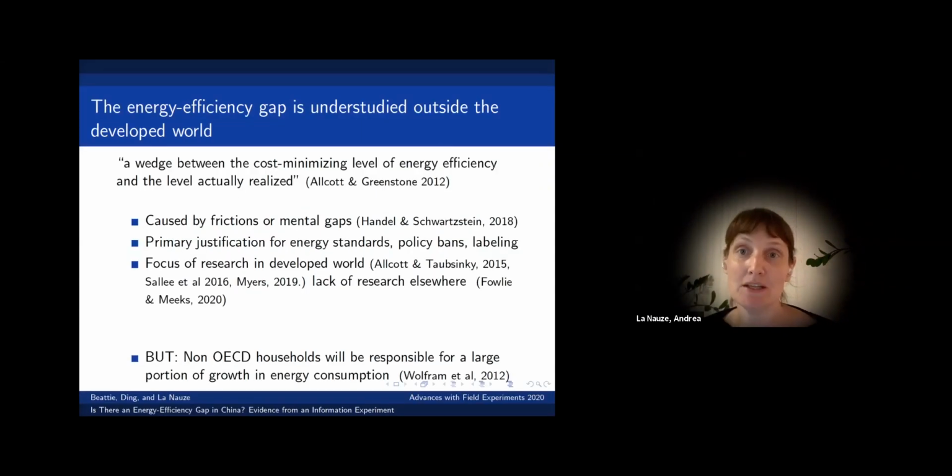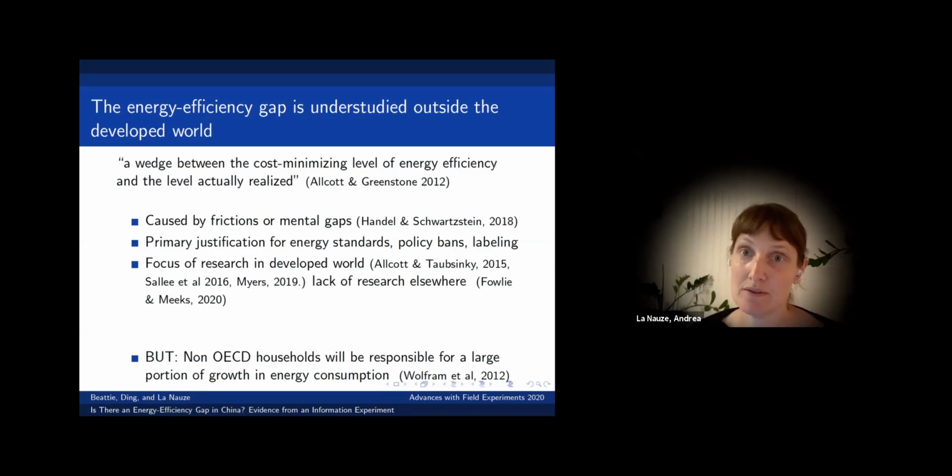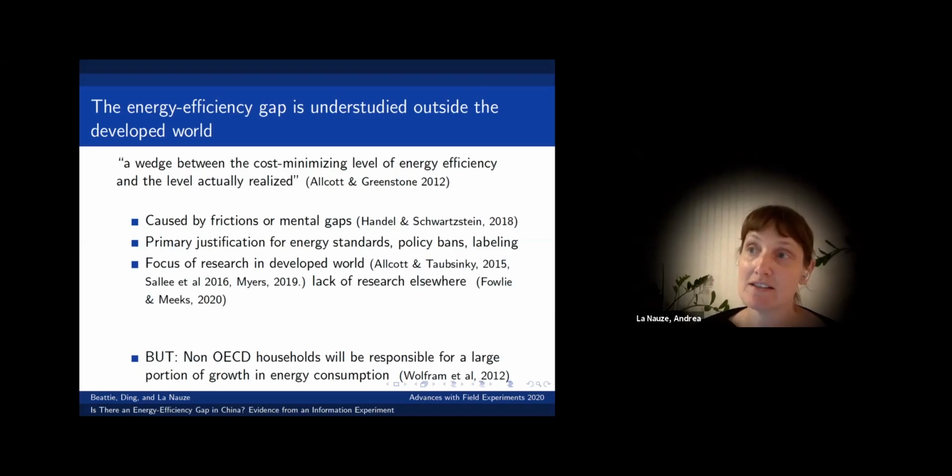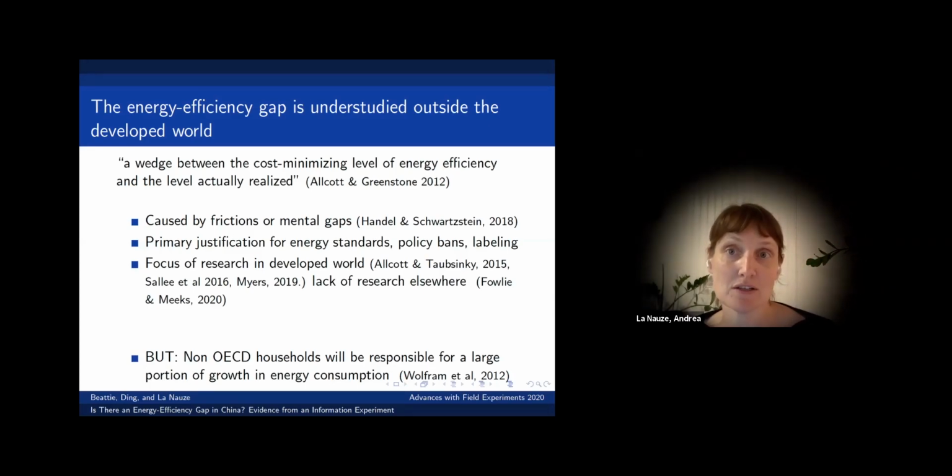In this paper, we're contributing to the literature on the energy efficiency gap outside the developed world. The energy efficiency gap exists if there's a wedge between the cost minimizing level of energy efficiency and the level that's actually realized. It could be caused by frictions, for example, the cost of acquiring information, or by mental gaps like behavioral biases such as inattention.